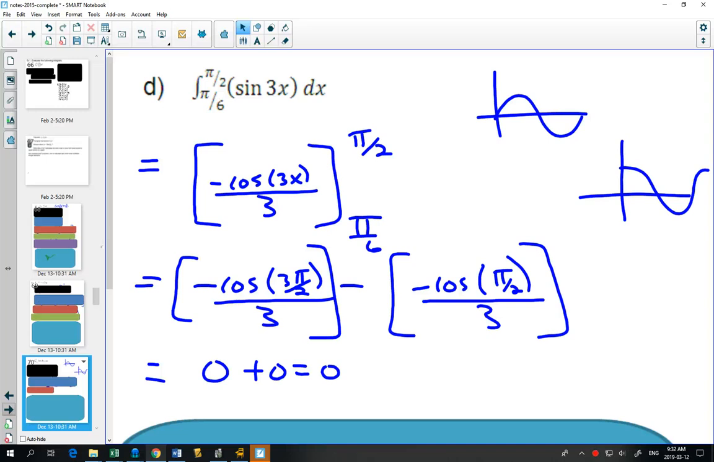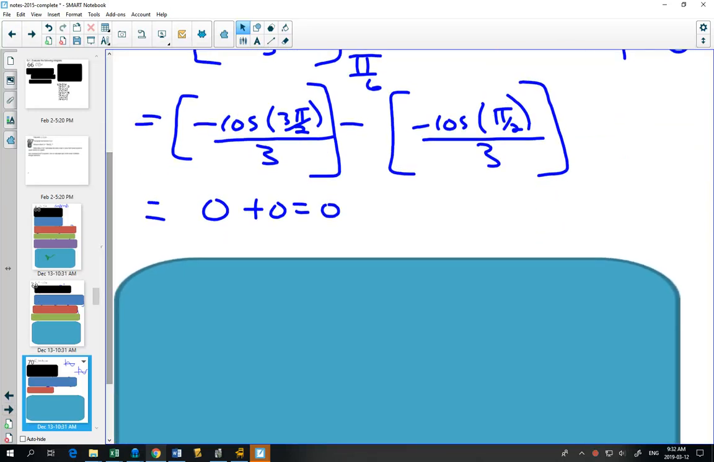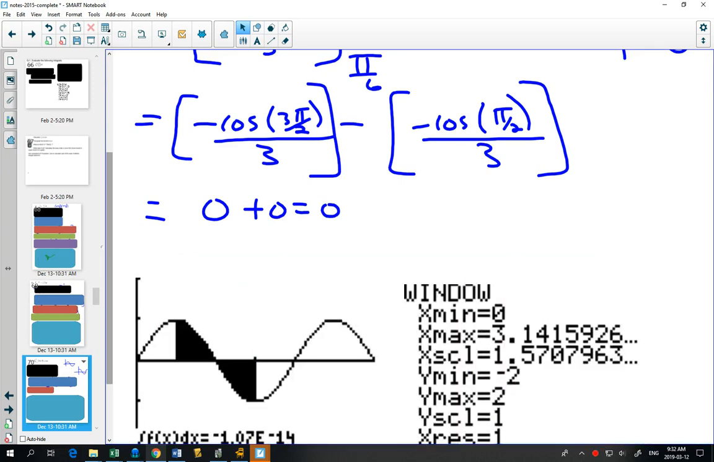Okay, 0 plus 0 is 0. Yeah, pretty confident with that, but at this point, something feels like it's wrong. So let's see graphically what happened that explains this, which is also really cool. This is the graph.